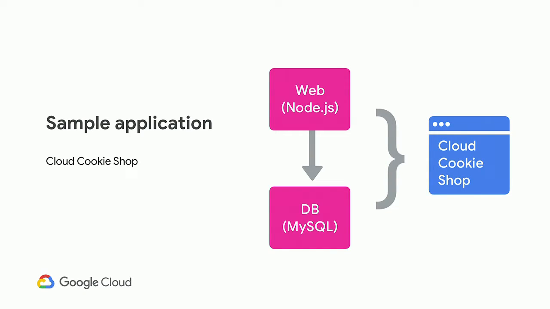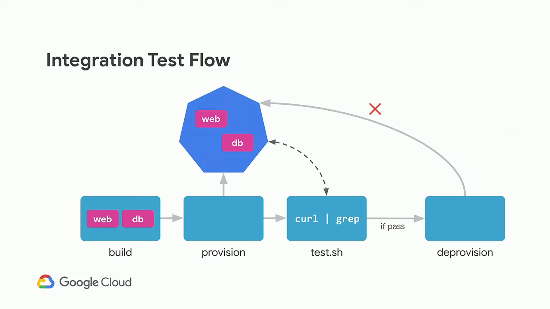And this just renders a Cloud Cookie Shop app and runs inside Kubernetes. You can use these techniques for any kind of integration testing, but here we're focused on a microservice app with the deploy target Kubernetes. Integration test flow, first we're going to build our containers.